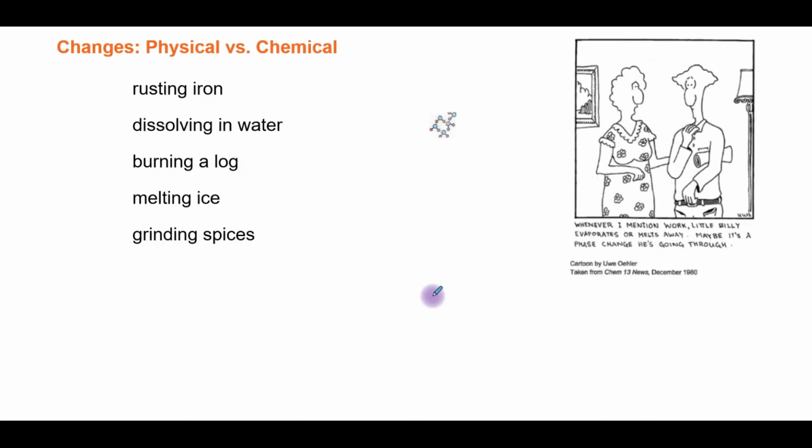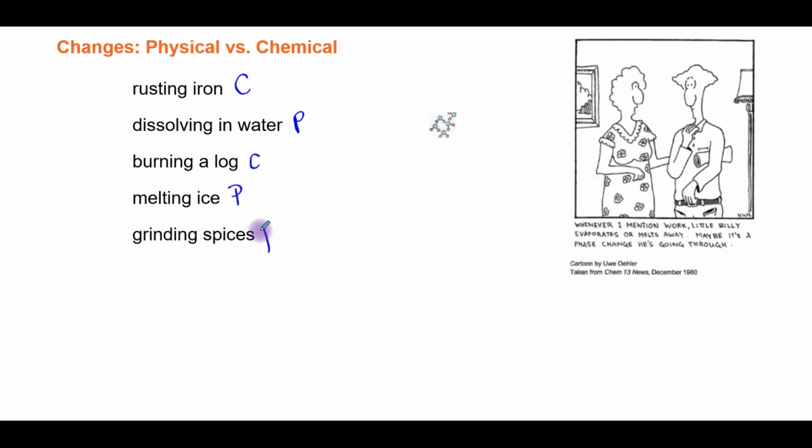Looking at some changes, physical versus chemical. We talked about rusting. We know that is chemical. Dissolving in water is a physical change. When something is dissolved in water, I can evaporate the water and the substance is still there. It will become a solid again. Burning a log is chemical change, you produce carbon dioxide and water. Melting ice is a physical change. All state changes are physical.